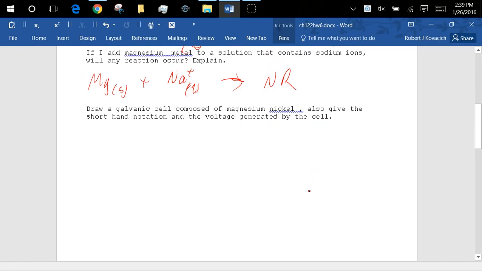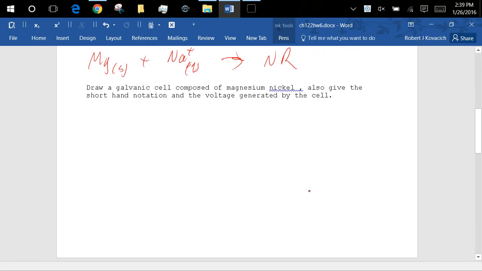Draw a galvanic cell of nickel and magnesium metal, also give a shorthand notation and the voltage. Okay, so I'm going to put an ACL in there and then magnesium and nickel.